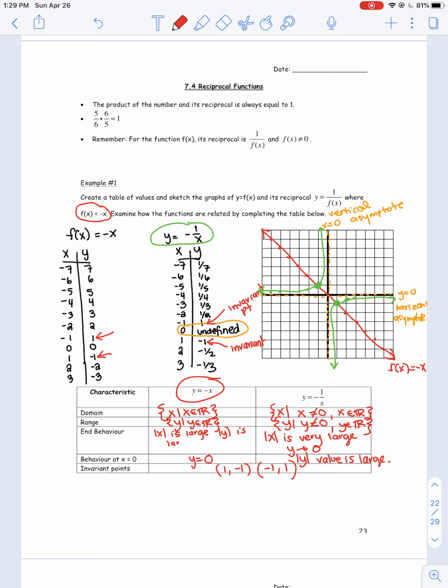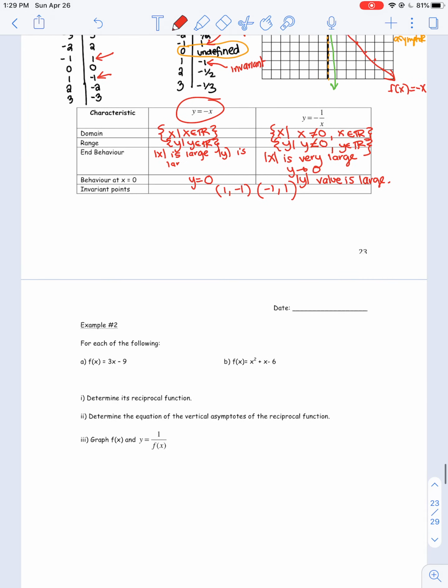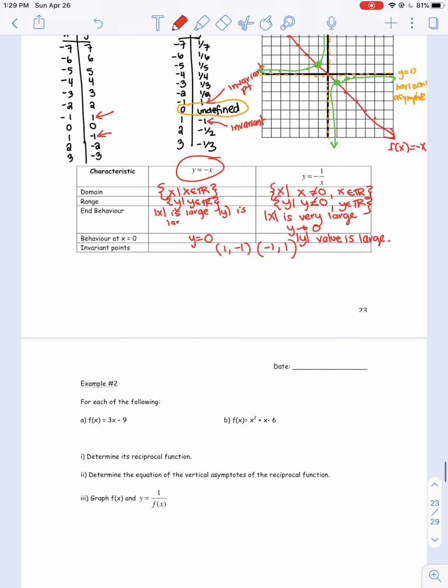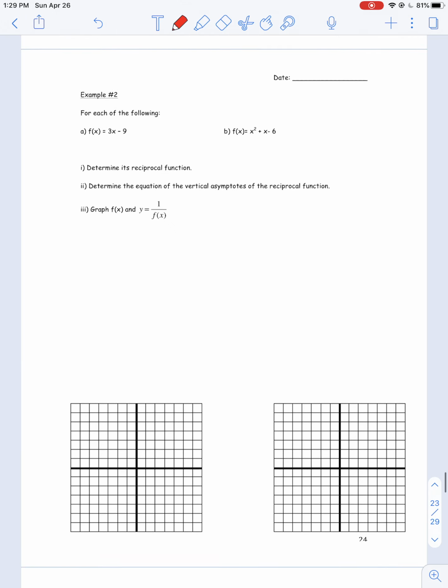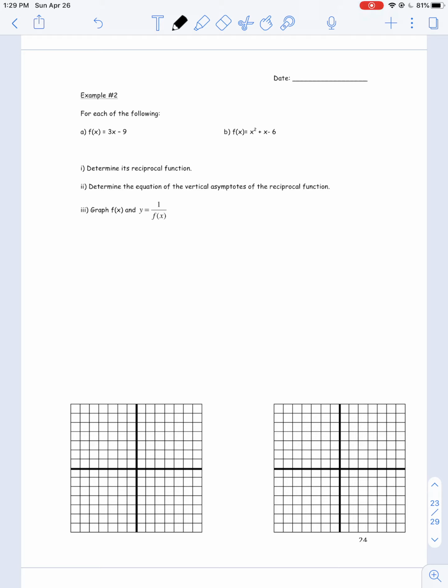So that's what this looks like, what you're just doing is looking at the comparison between the original and the new graph. So we're going to repeat those steps again. So what you want to focus on is the characteristics. So let's look at these two graphs. One's a linear graph and one is a quadratic graph. Okay, so what they want us to do is determine the reciprocal. So the reciprocal is going to be, for the first one, 1 over 3x minus 9. And for the other one, it's going to be 1 over x squared plus x minus 6. So that's the reciprocals of both.